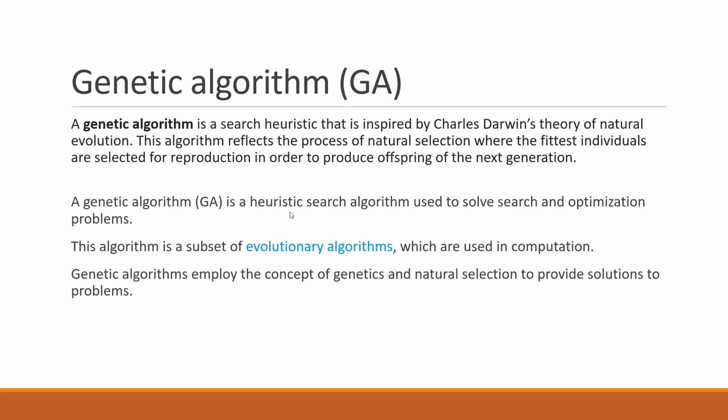Now, this is a search algorithm which is used for searching and optimization problems. Genetic algorithms come under evolutionary algorithms. The genetic algorithm employs the concepts of genetics and natural selection to provide solutions to problems. So wherever we have some problem and we need to modify or optimize it, in that case we use genetic algorithms.